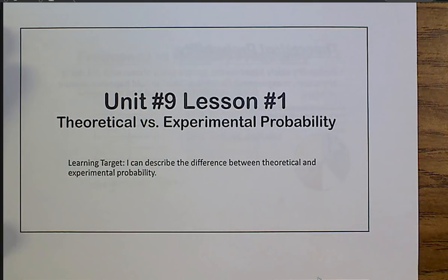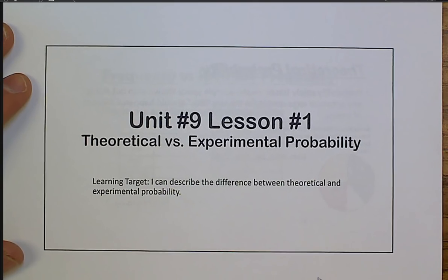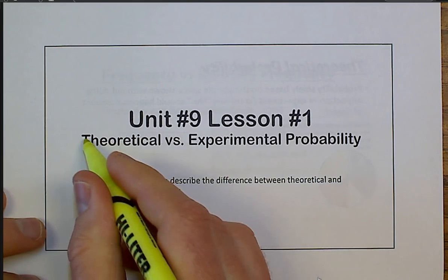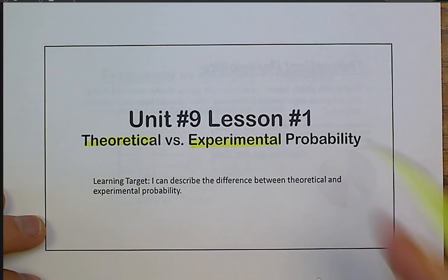We're starting Unit 9. We're going to do Lesson 1 today, and we're going to be talking about probability in this first lesson in Unit 9. There are two kinds that we're going to be discussing: theoretical and experimental probability.